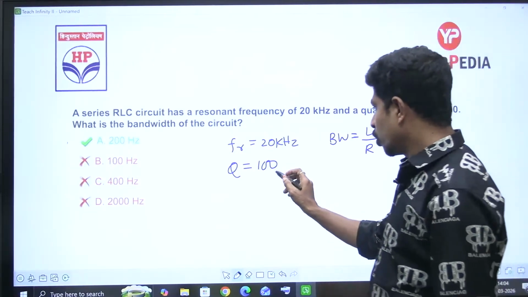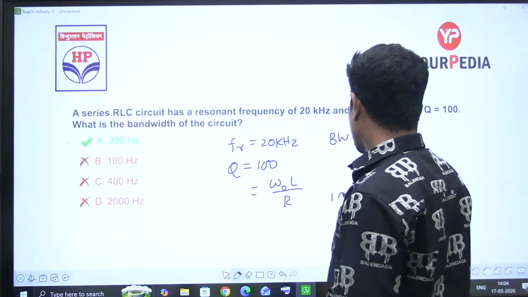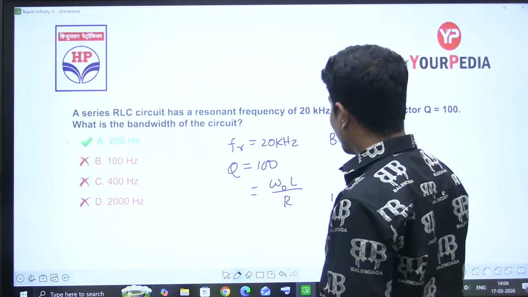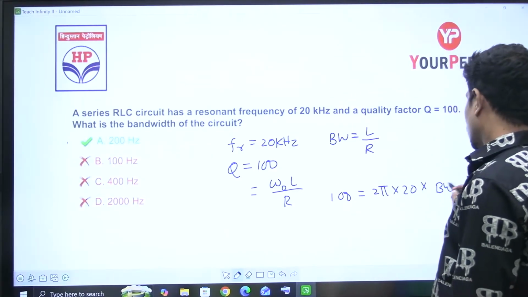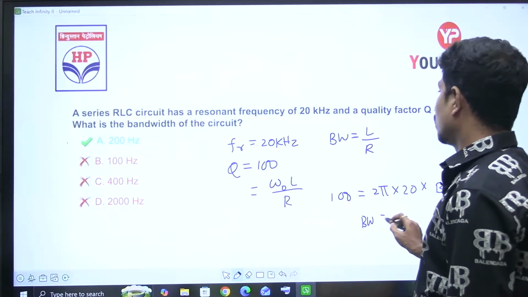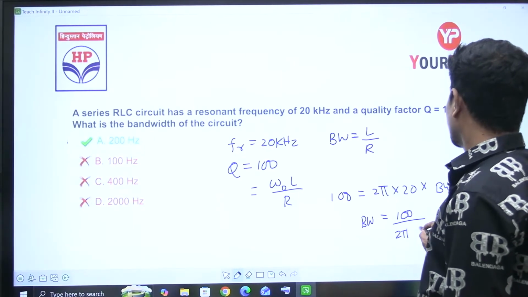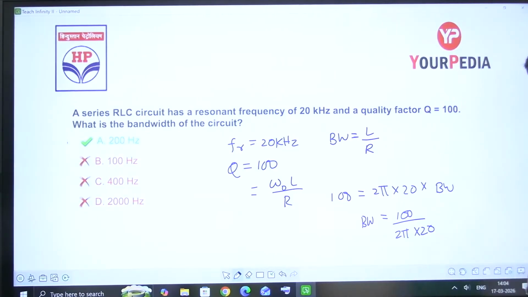Right? Now Q, what is Q? Omega naught into L by R. He is saying 100 is equal to omega naught. What is omega naught? 2 pi F naught or FR. 2 pi into 20 into L by R is nothing but bandwidth. Now bandwidth is equal to 100 divided by 2 pi into 20. If you solve it, you get that.